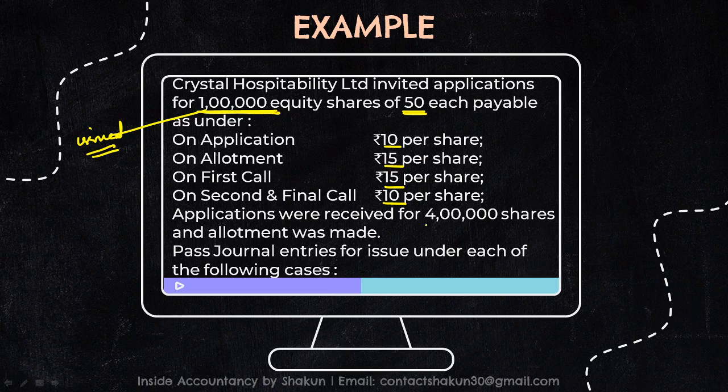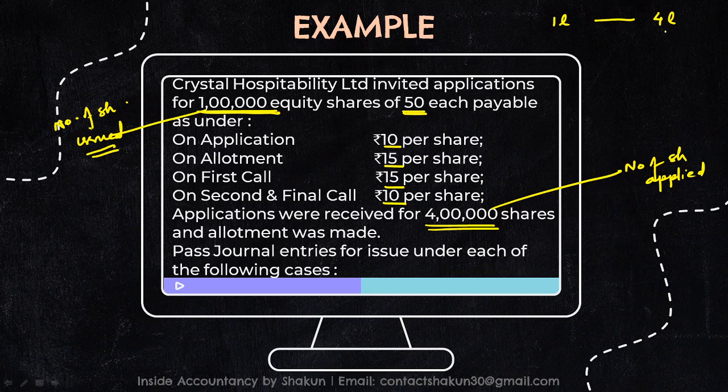Applications were received for 4 lakh shares. So these are the number of shares that have been applied. Number of shares issued are 1 lakh and applications have been received for 4 lakh shares. So this is clearly a case of oversubscription. We had issued 1 lakh, we have received applications for 4 lakh. We have to reduce this 4 lakh to 1 lakh, right?